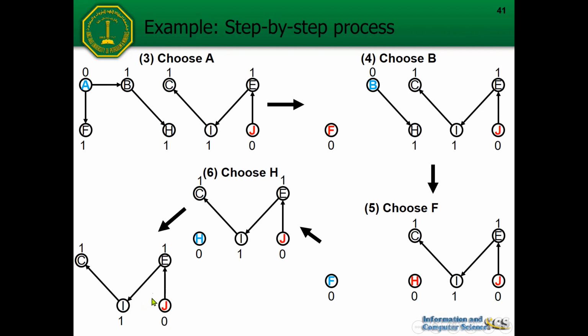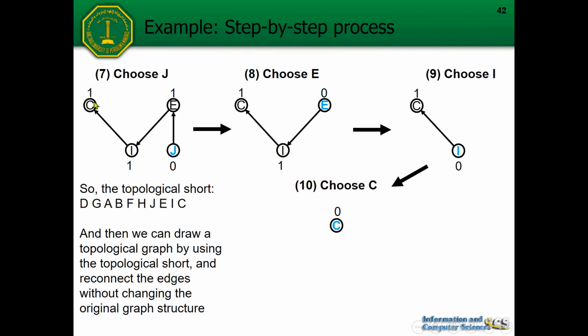Then in this case, there is only one vertex with degree 0, so we need to choose J as the next vertex. We choose J, then we remove J from the graph. We have this graph. Then you can see that in this graph only E has degree 0, so we need to remove E. We have this result, then we remove I, then the last one we remove C. That's why the topological sort should be D, G, A, B, F, H, J, E, I, C.